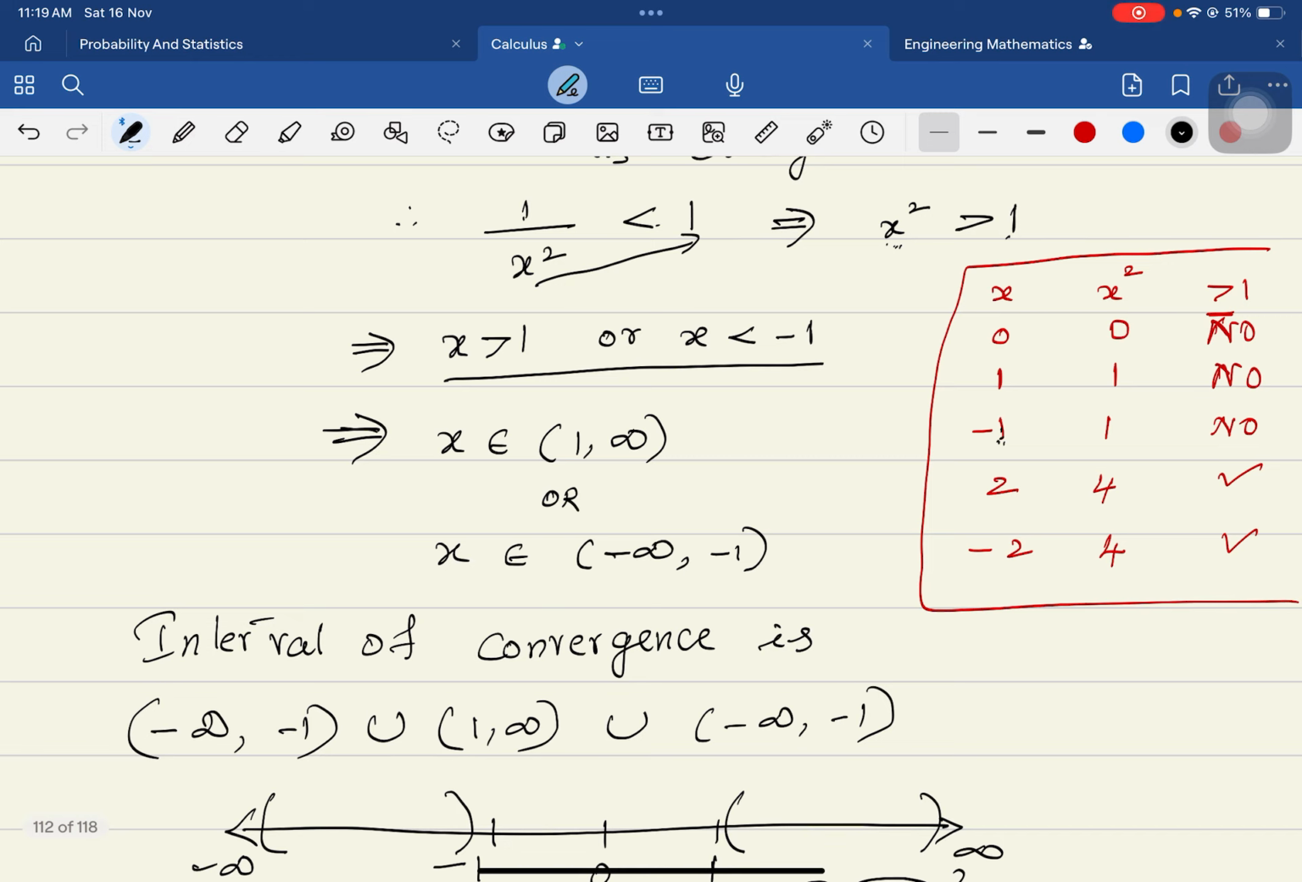The important point to note here is that when x² is greater than 1, x is greater than 1 or x is less than -1 is the only case where it is true. I hope you could understand. Thank you.